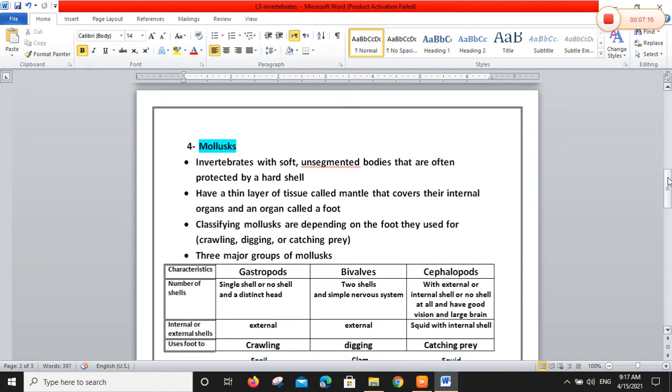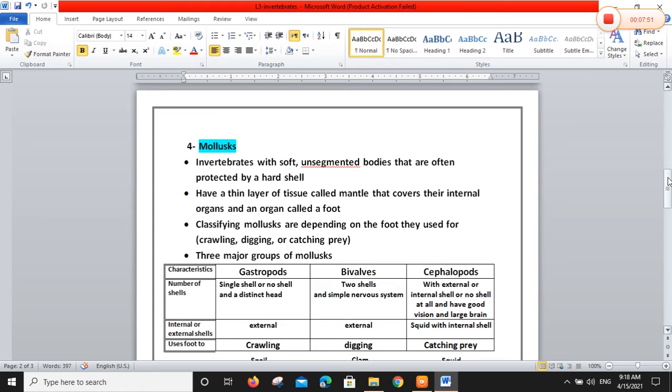Move to the fourth group, mollusks: invertebrates with soft, unsegmented bodies that are often protected by a hard shell. So mollusks are characterized by a shell that protects the soft body. They have a thin layer of tissue called the mantle that covers their internal organs, and an organ called a foot. So mollusks have a foot.